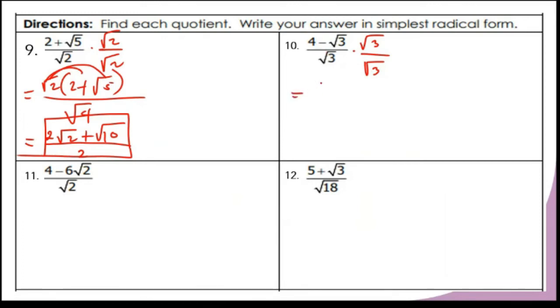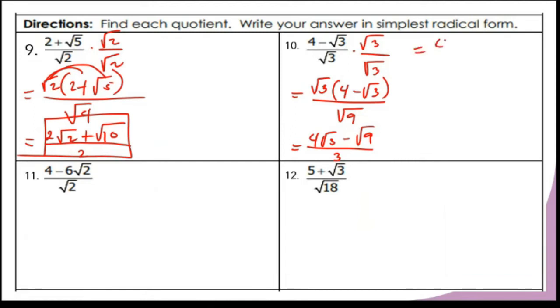So now you will have the square root of 3 multiplied to 4 minus square root of 3 over square root of 9. So we will now distribute. So 4 times square root of 3 is 4 square root of 3 minus square root of 3 times square root of 3 is square root of 9, all over 3. Square root of 9 is 3. Next, you will have 4 square root of 3 minus 3 all over 3. So the answer now will be 4 square root of 3 minus 3 over 3.